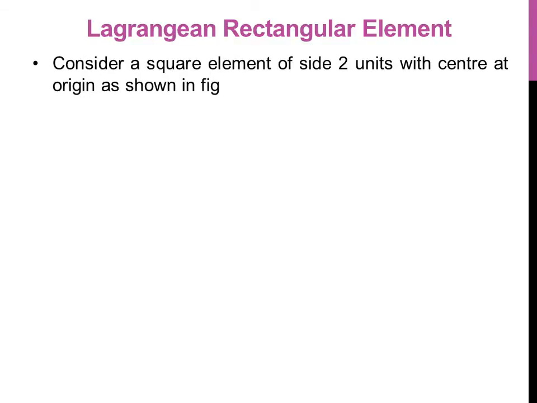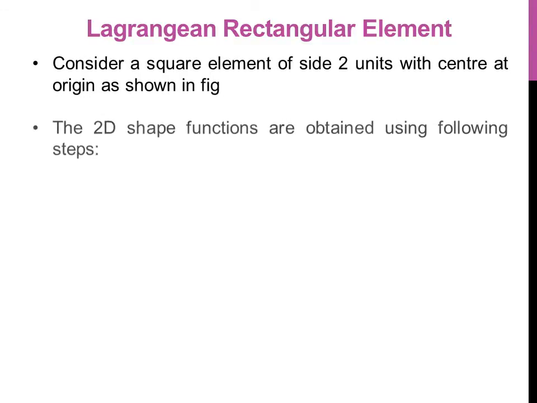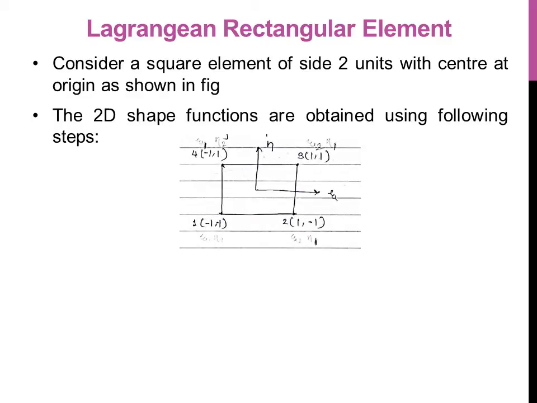Next is the Lagrangian rectangular element. Consider a square element of side 2 units with a center at the origin as shown in the figure. So this is the figure, and this one is the rectangular element with its center at the origin. According to that, the 2D shape functions are obtained using the following steps.